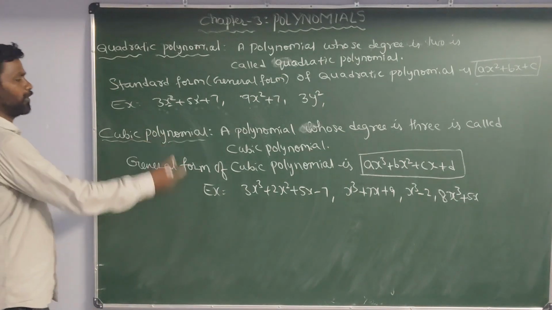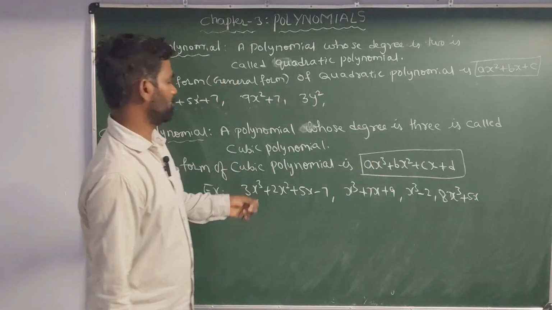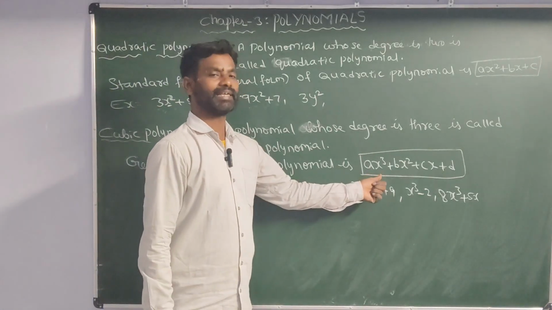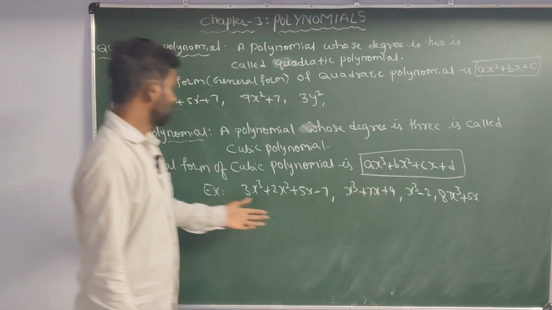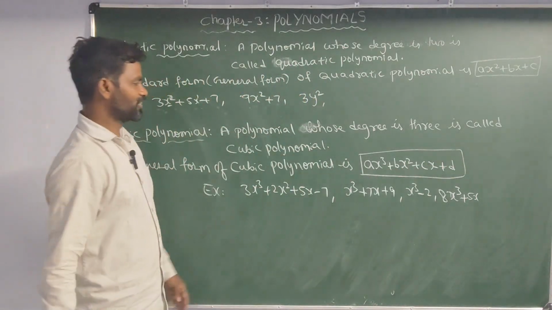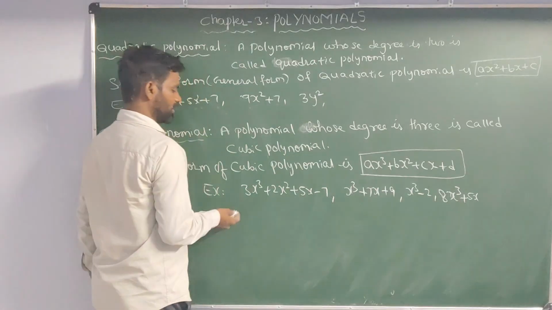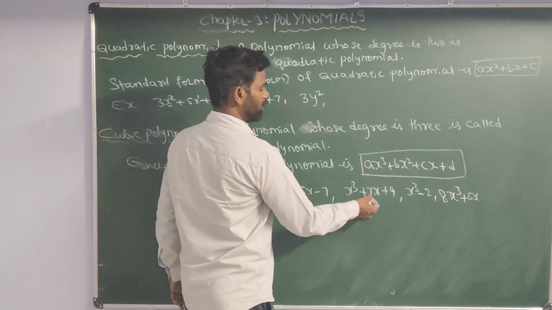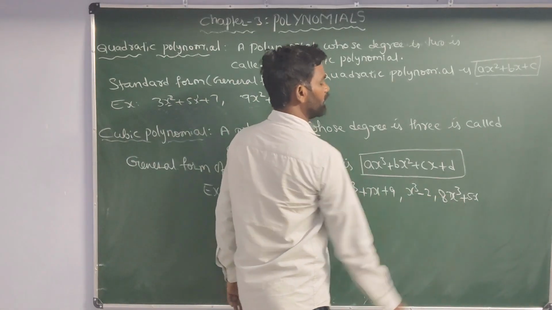Right. In the same way, next, cubic polynomial. What is meant by cubic polynomial? A polynomial whose degree is 3 is called a cubic polynomial. What is the standard or general form of cubic polynomial? It is ax cube plus bx square plus cx plus d. Here a, b, c, d are some values, just numbers, and x cube, x square, x are variables. Using this, we can write 3x cube plus 2x square plus 5x minus 7. This is one example. x cube plus 7x plus 9 is another example. x cube minus 2 is another example. 8x cube plus 5x.